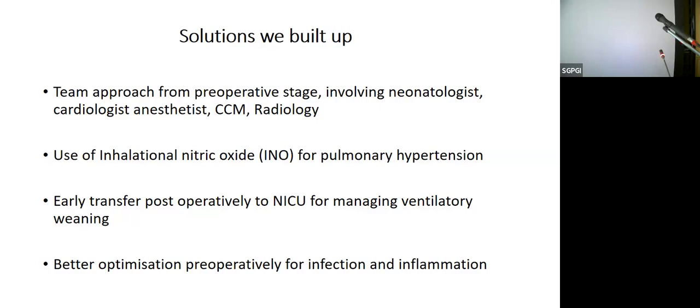Then for countering pulmonary artery hypertension, we have a new machine for inhaled nitric oxide. Nitric oxide helps in relieving pulmonary hypertension. How it helped us, I will tell you in the next slide. Third thing, early transfer of such patients to ICU. Once the surgical issues are settled, we started transferring these patients to NICU as soon as possible because they are good at weaning the patient off the ventilator.